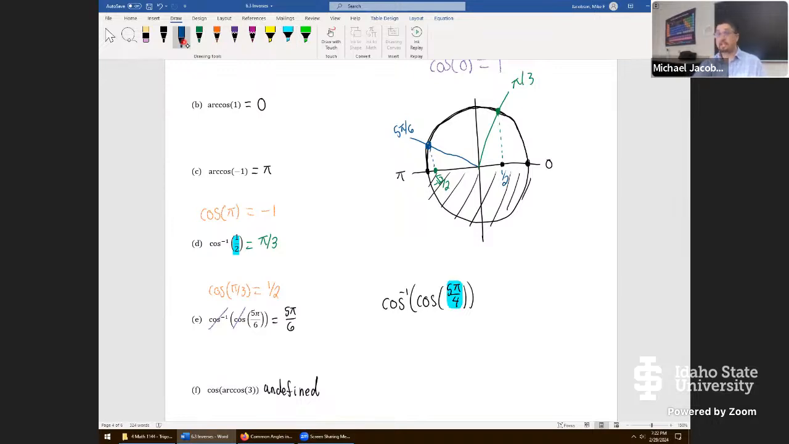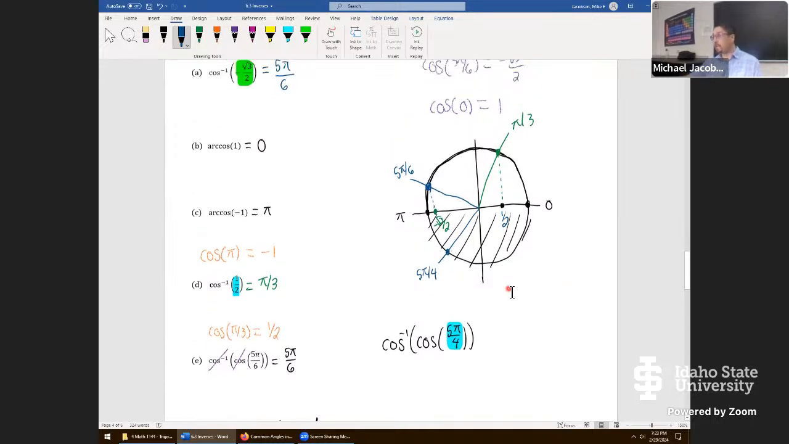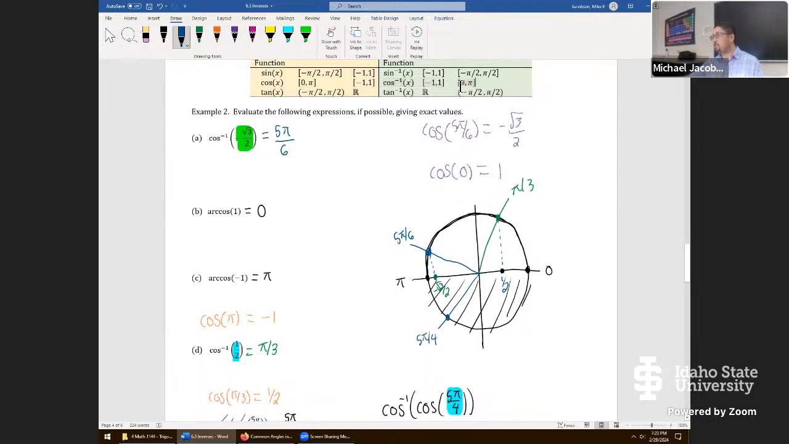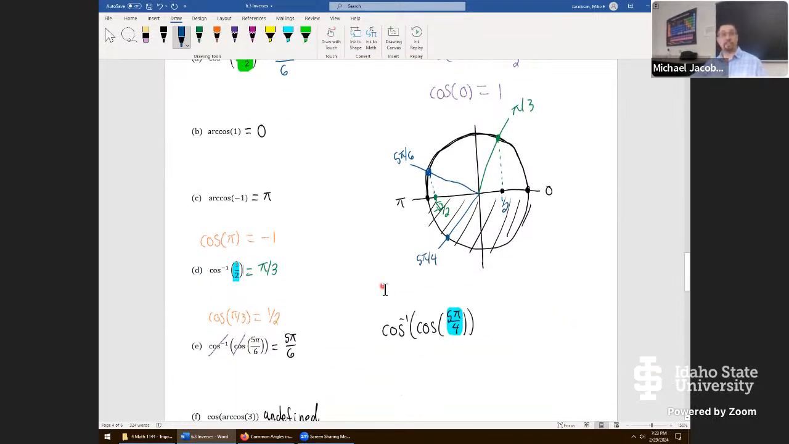This input 5pi/4, let's see, that's pi/4, 3pi/4, and 5pi/4 is right here. This means 5pi/4 cannot be the answer. A different way to look at it is the range only goes from 0 to pi, and those are the only equivalent or valid answers for a cosine inverse function. So we have to calculate this one slightly differently, but it's actually not too bad. Let me show you the trick again.